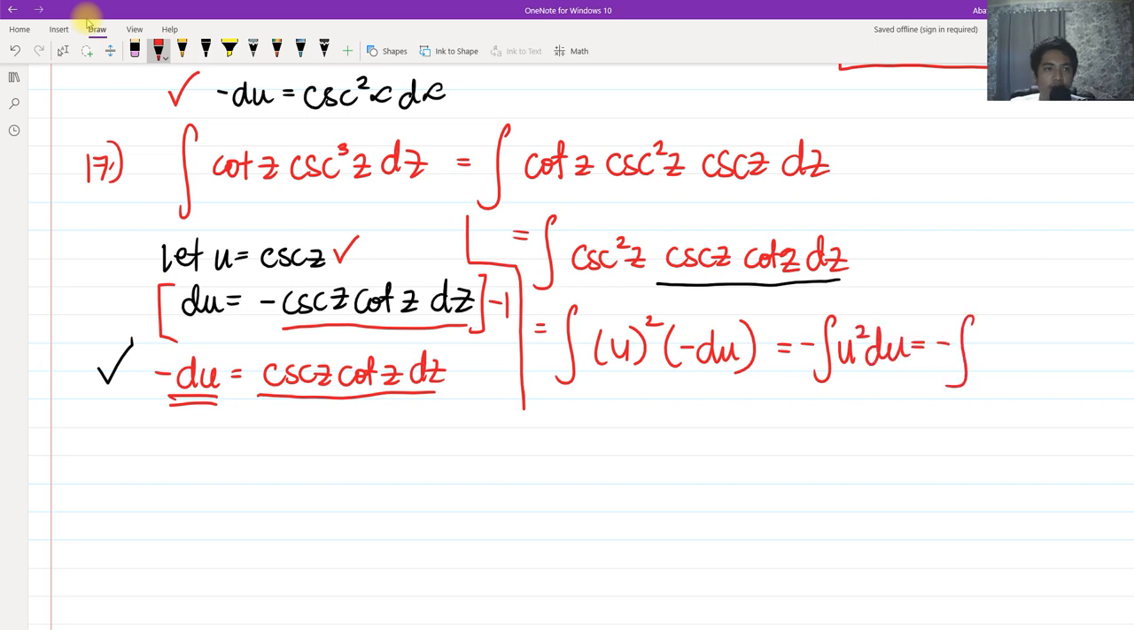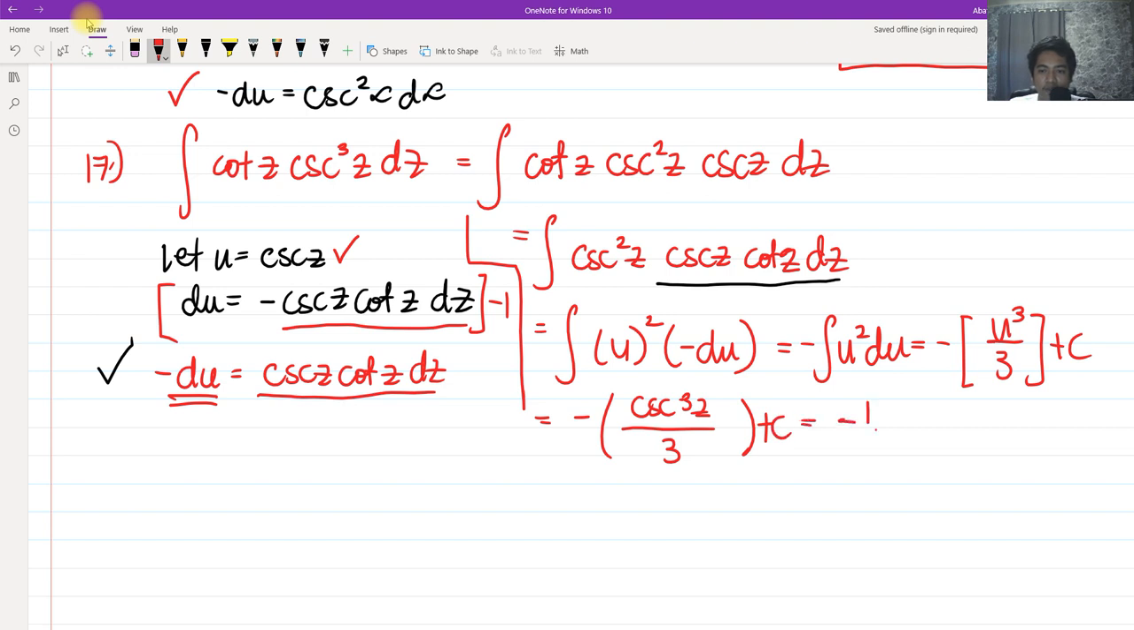That would simply be negative of, by the power rule, u cubed all over 3 plus c. Our u is cosecant z, so we have negative cosecant cubed z all over 3 plus c, or in other words, negative 1/3 cosecant cube of z plus c. That would be our solved integral for this problem.